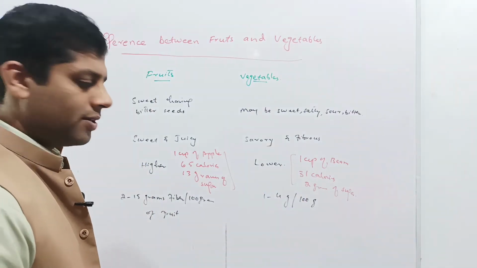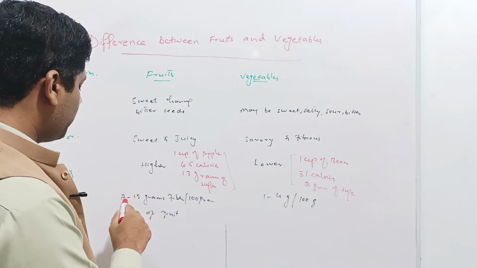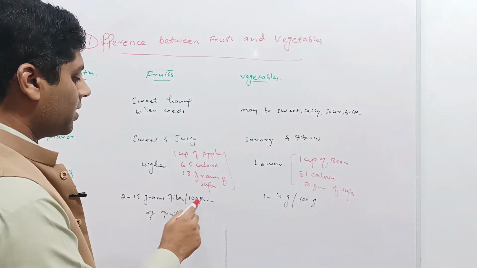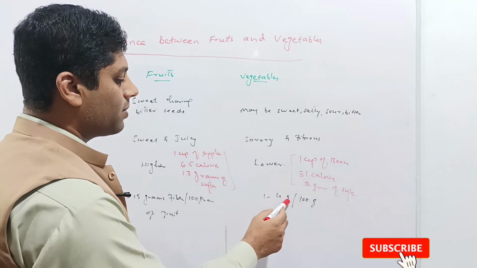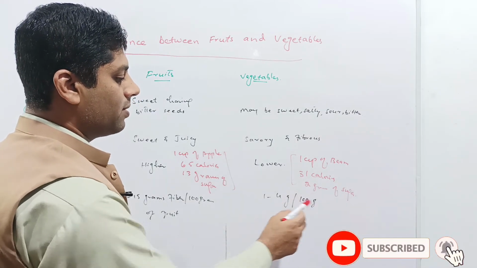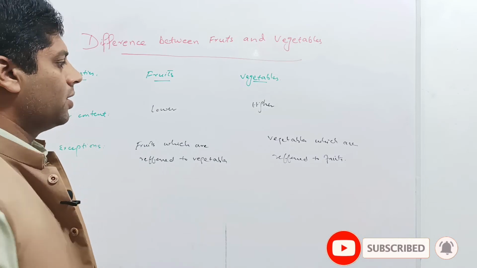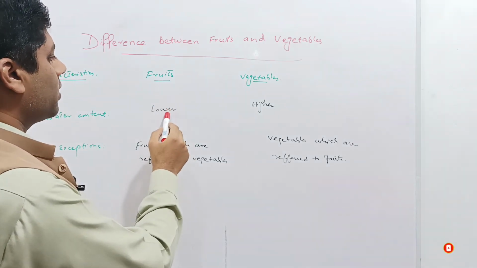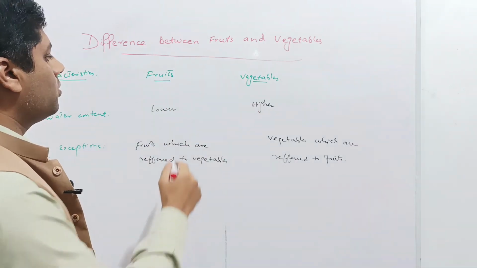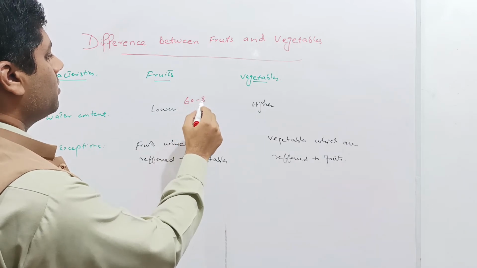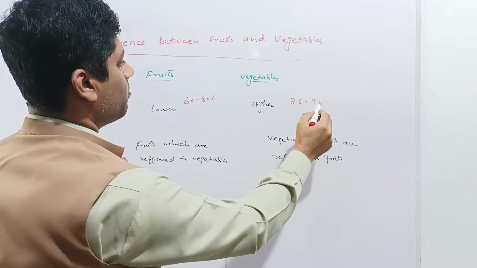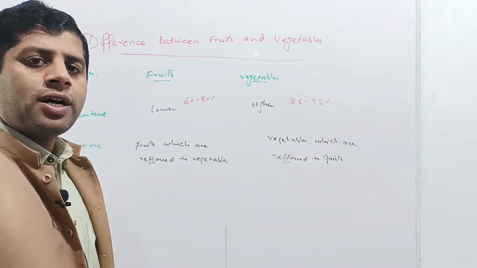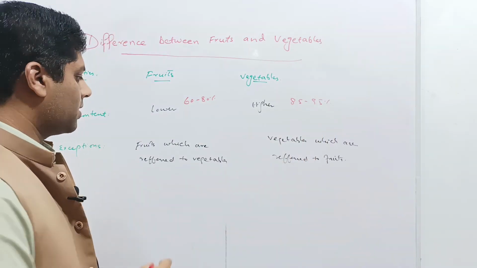Next is the fiber content. In the case of fruits, there may be 2 to 15 grams of fiber per 100 grams of fruit, while in vegetables there are 1 to 4 grams of fiber per 100 grams. The next difference lies in the water content. In fruits, the water content is lower as compared to vegetables: 60 to 80%, while in vegetables the water content is 85 to 95%.